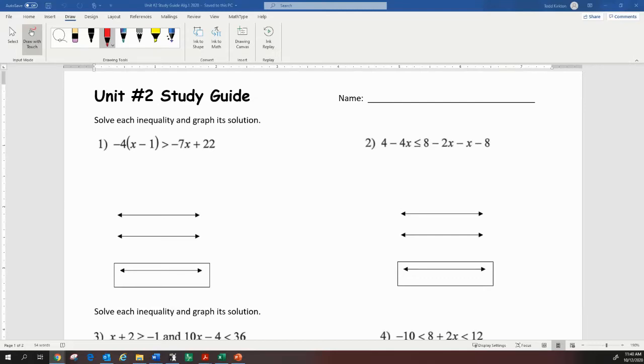Okay, so I'm going to go through this Unit 2 study guide, kind of do a quick review. If it's too fast, play me in slow motion. Slow me down a little bit. I'm going to go kind of fast.